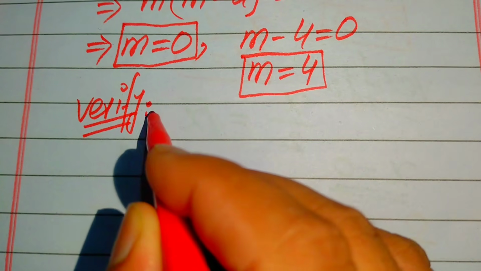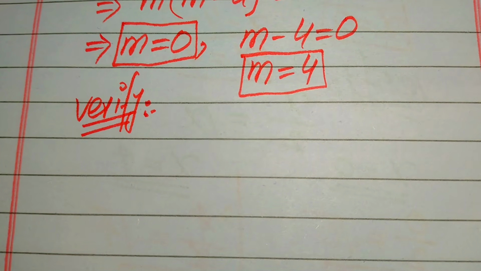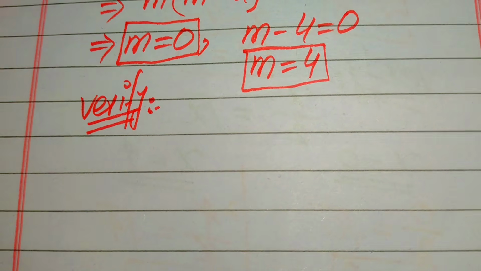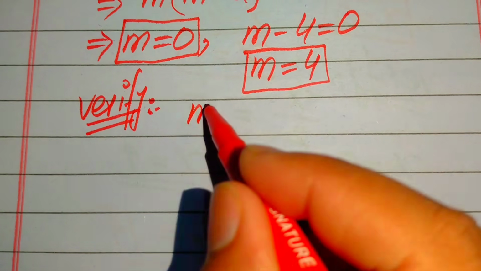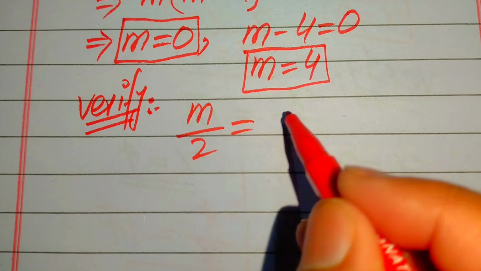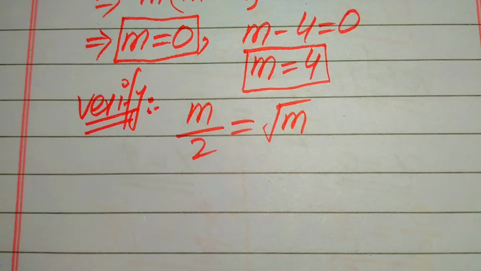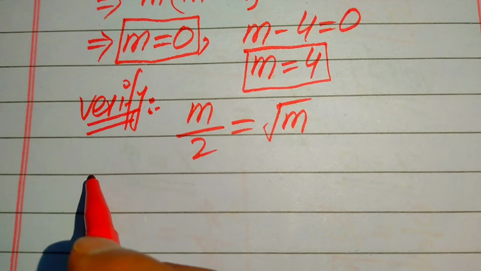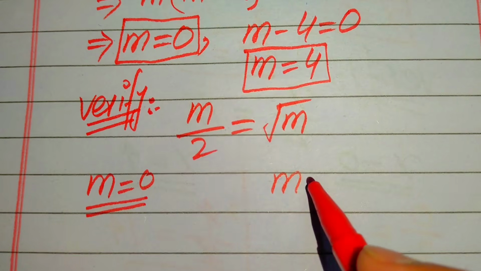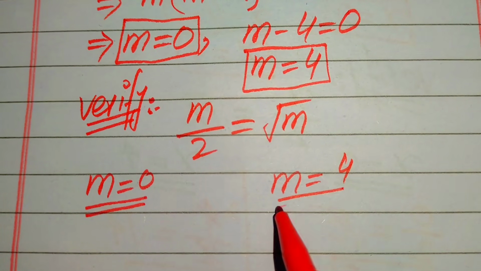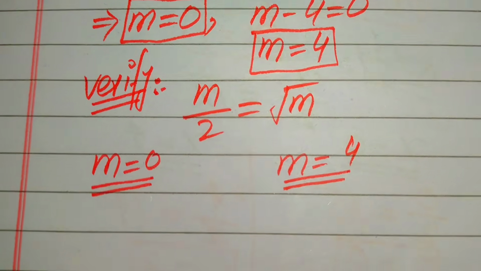And now in the next step we need to verify whether these roots are solutions or extraneous roots. So for verification of this we need to copy down the given question statement. Here it is m divided by 2 equals the square root of m, and on this side we will verify m is equal to 0, and on this side we will verify m is equal to 4.